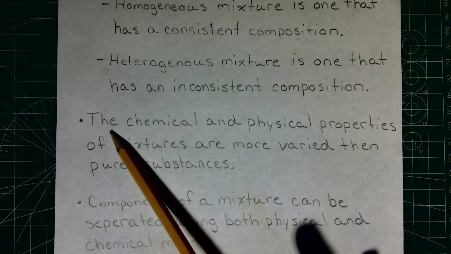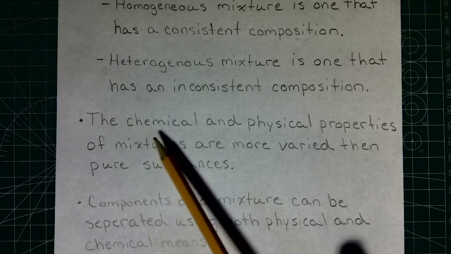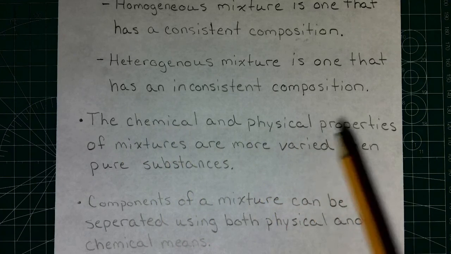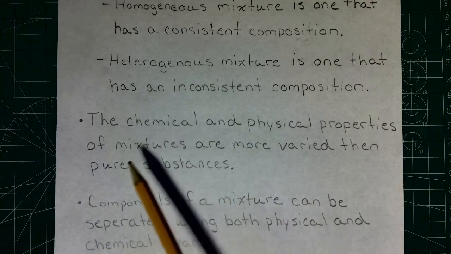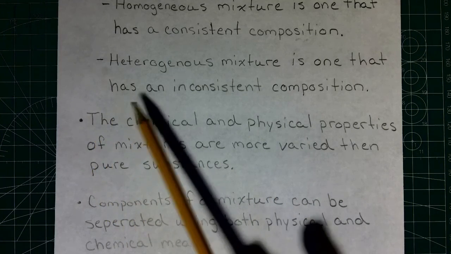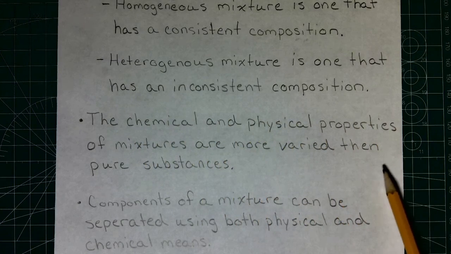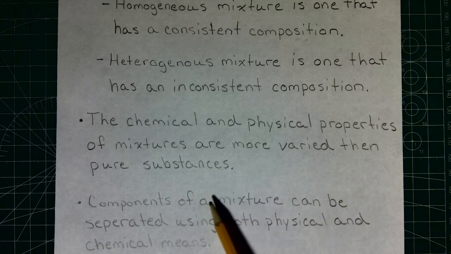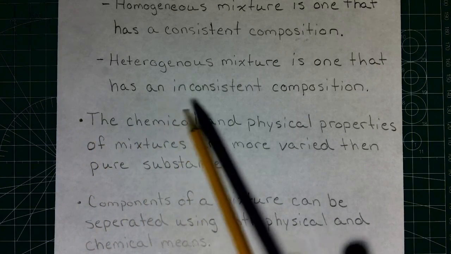So while pure substances have very fixed chemical and physical properties, the chemical and physical properties of mixtures are more varied. And we're going to see that later in one of the labs. We're going to be trying to separate the components of a mixture. The different parts of the mixture may have different properties that we can use to separate them.